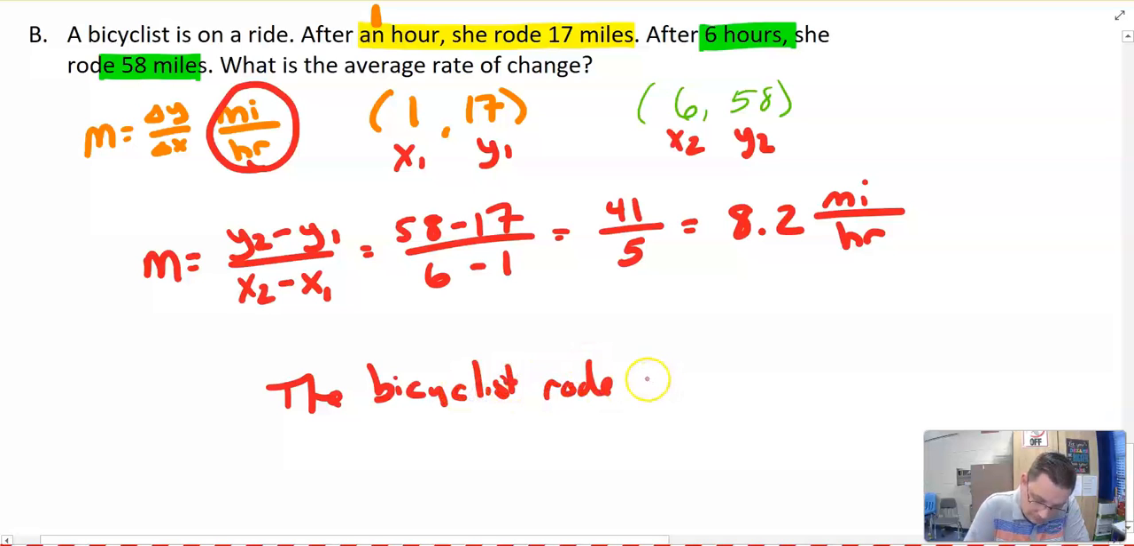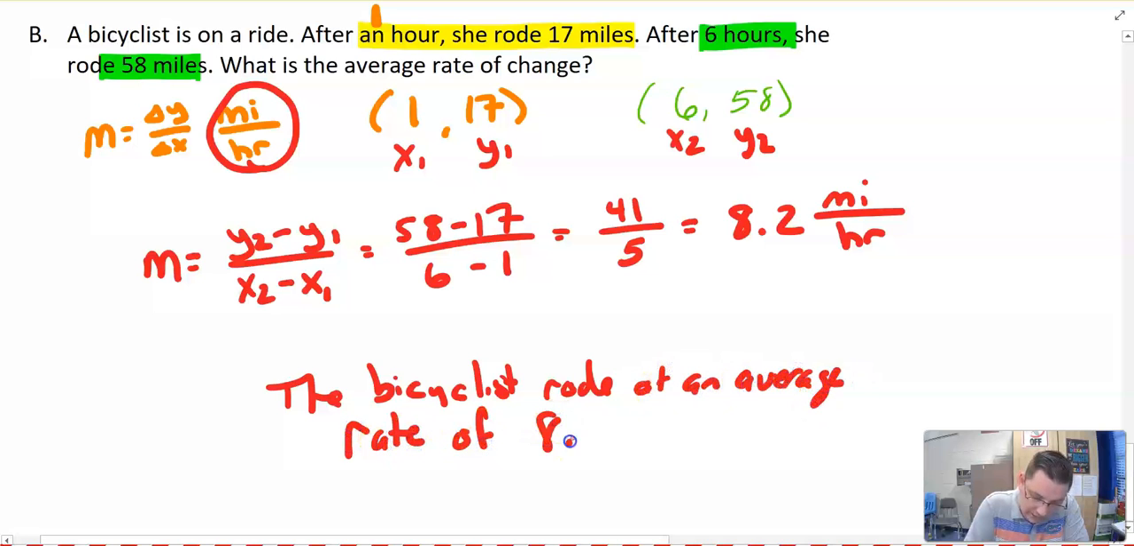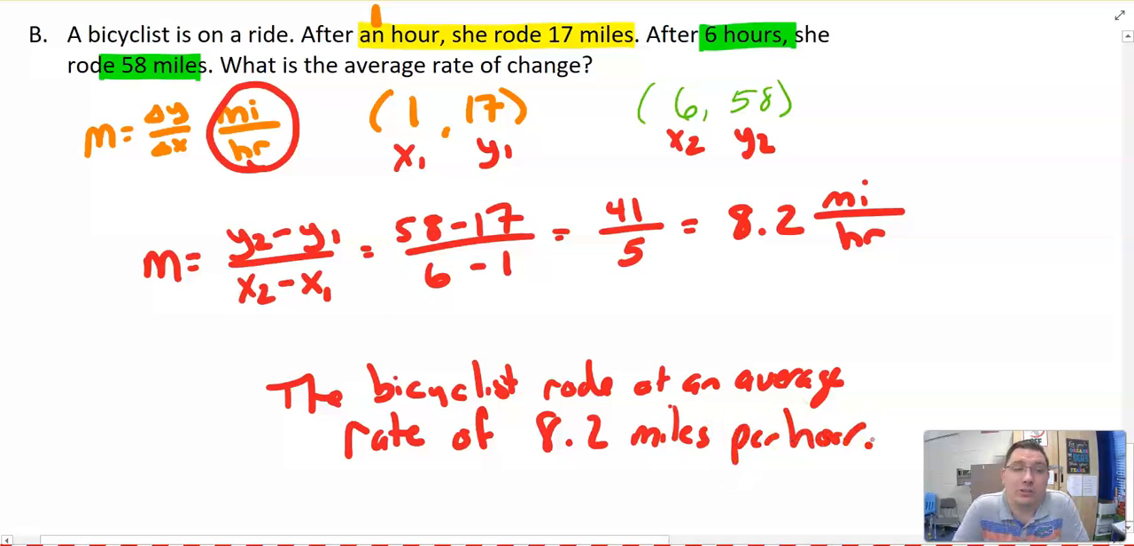And so the bicyclist rode at an average rate of 8.2 miles per hour. That's our statement again. So remember that word problems require what? Word answers. This is our word answer.